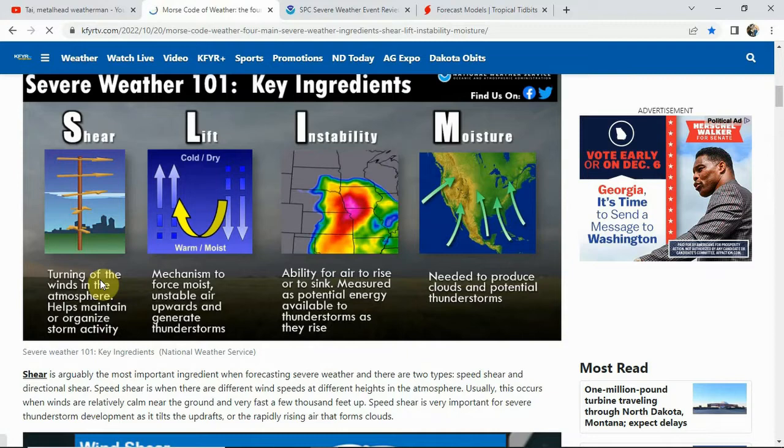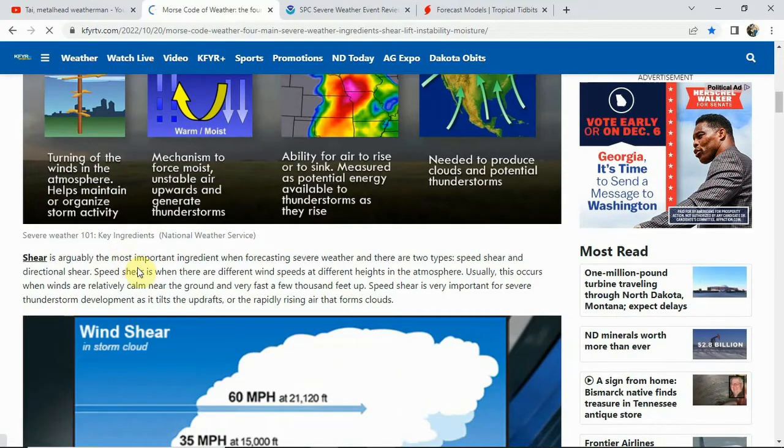Shear is basically turning of the winds with height within different levels of the atmosphere, and these can help maintain severe thunderstorms and help keep things organized. It's one of the more important ingredients, maybe not the most important ingredient. Kind of hard to say. Instability is just about as important, but we'll get into that in just a minute here. So one thing about wind shear that makes it really complicated is that there's actually two types of shear that you look for when it comes to severe weather development.